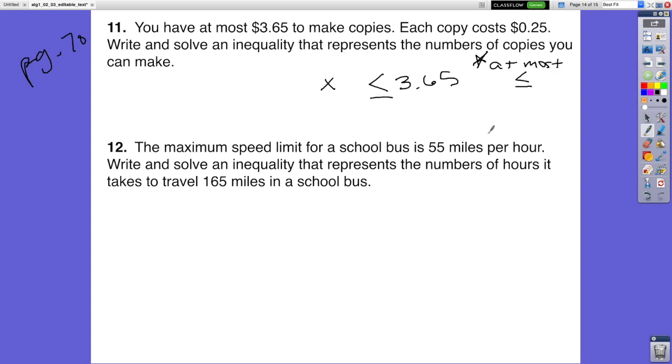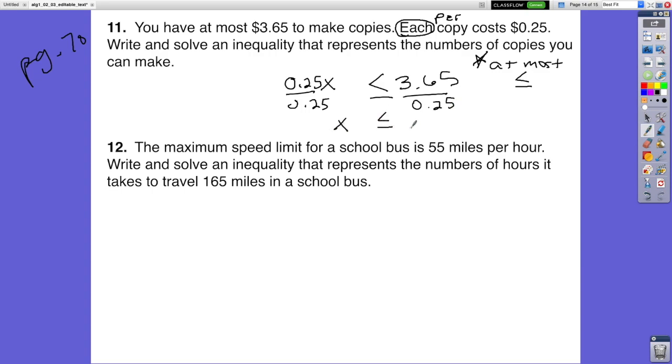Okay, so how much is each copy? 25 cents. So the word each is very similar to the word per. Which one do we have to use? Multiplication. So 0.25 x. Okay, so how do we solve it? Divide both sides. Good. Is 0.25 a negative? No. So that means we do not flip the sign.